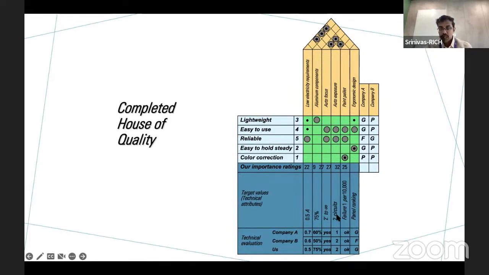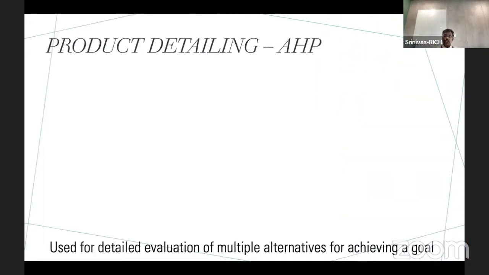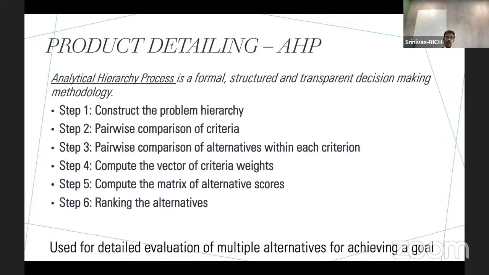I will launch a product with half the features in the first phase because there's no competent product which is even close. And then I'll develop the remaining as I go forward in the next phase, right? So taking these decisions, making these business decisions, making these technical decisions is done in the next phase, which is detailed design stage. And here we have a methodology called analytical hierarchy process. As the name suggests, this is nothing but a more formal and structured approach to transparent decision making.